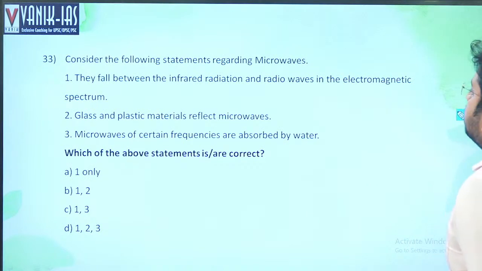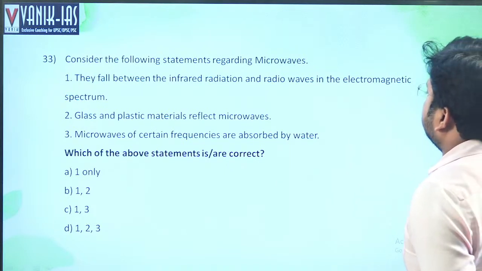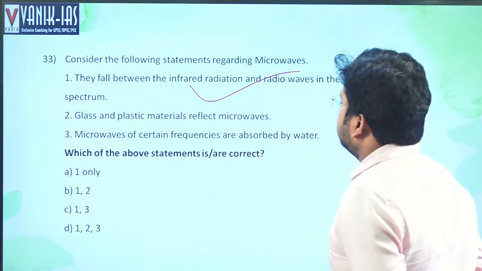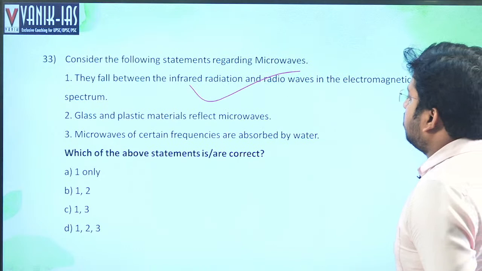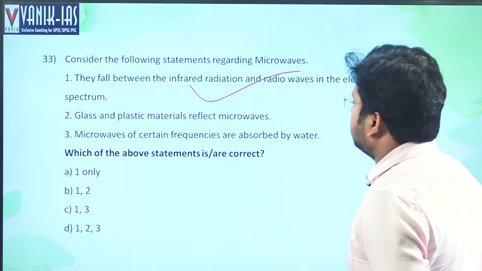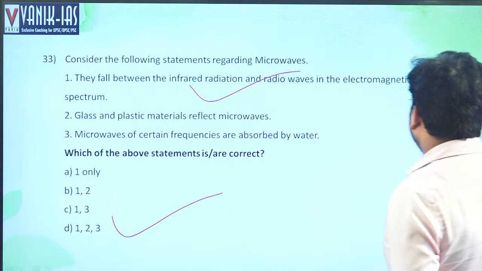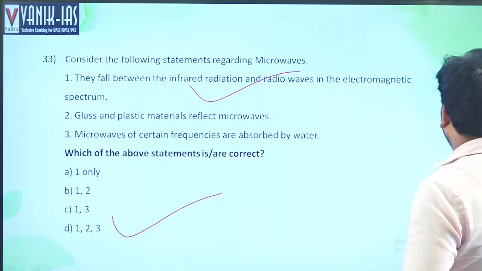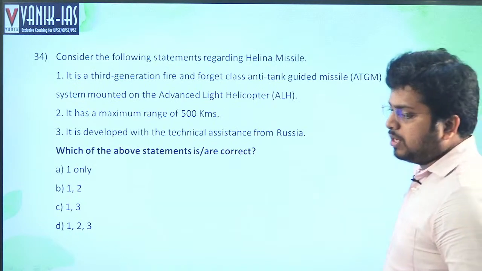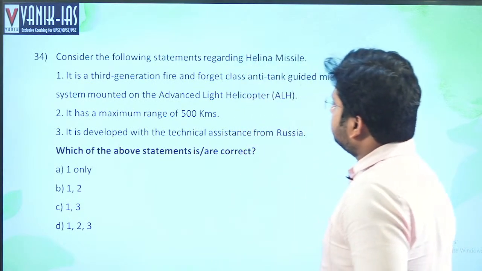Next, microwaves. What are the following regarding microwaves? They fall between infrared radiation and radio waves in the electromagnetic spectrum. Yes. Glass and plastic materials do not absorb microwaves; they transmit them. Microwaves of certain frequencies are absorbed by water. All the statements are right regarding microwaves. We usually use microwaves in telecommunication.